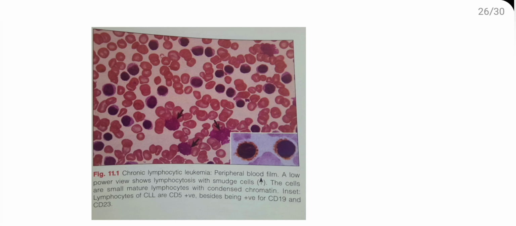Now coming to the other slide, where you can see small cells with scant cytoplasm and a dark condensed nucleus. Nucleoli you are not able to appreciate. So these are mature lymphocytes. In CLL, more than 90% of cells are mature lymphocytes. And what you are seeing here are smudge cells. They got smudged while preparing the smear.